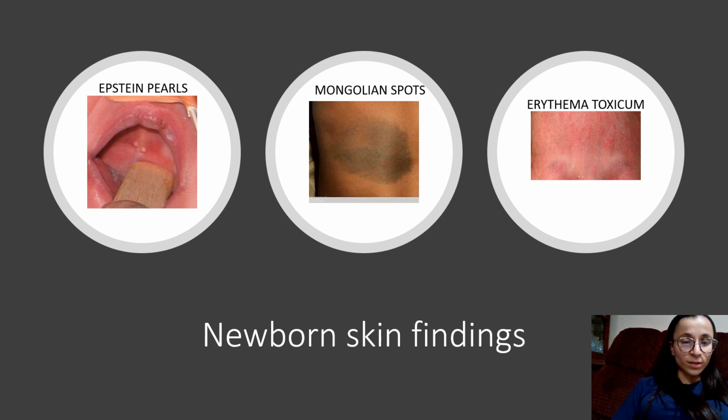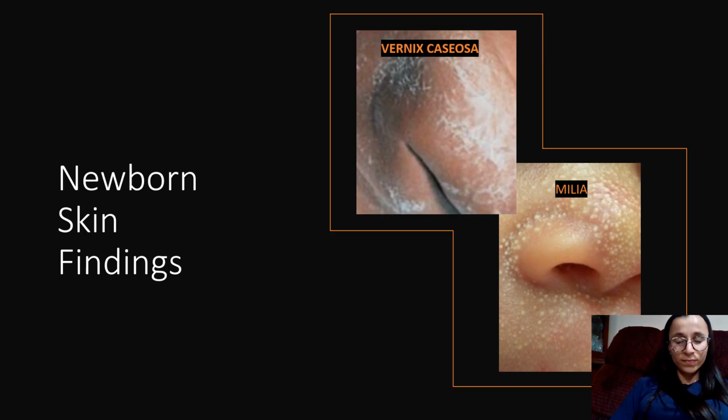The next one is Epstein pearls, which you see as these little white dots over here on the hard palate of the newborn. It's completely normal and will disappear after a few weeks. The next one is a Mongolian spot. These are flat bluish discolorations on the lower abdomen. It's benign and fades over the first 2 years, but you want to measure and document them, because otherwise someone might think it's abuse or something like that. Always document your findings.